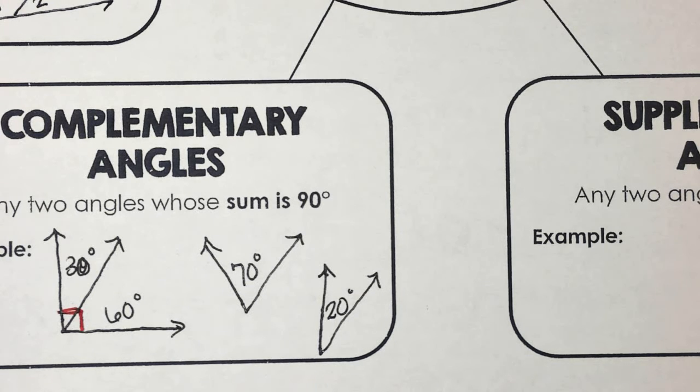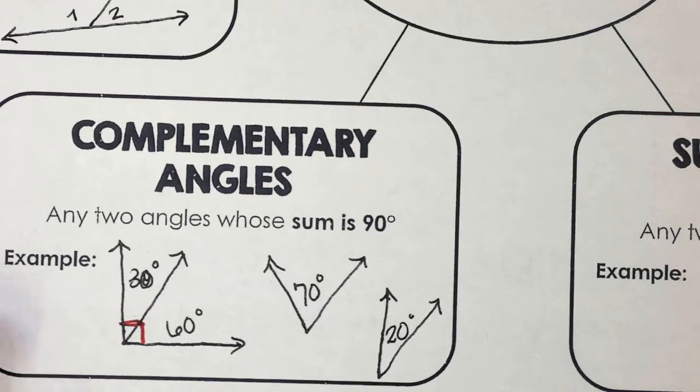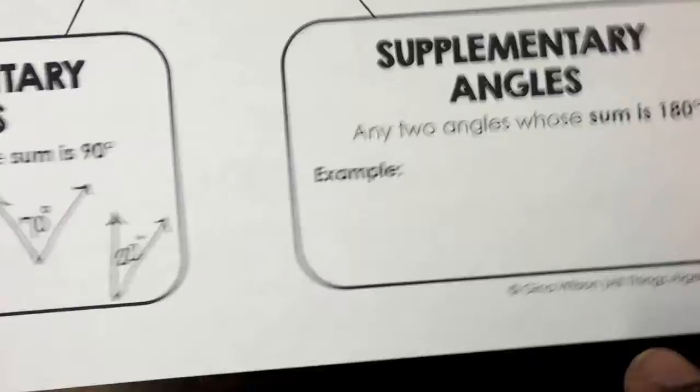It also could be this situation. They could be separated like this, and it could be two angles you're just comparing. But if their values add up to 90 degrees, then they are complementary. 70 plus 20 gives you 90, and complementary angles. So that's complementary.